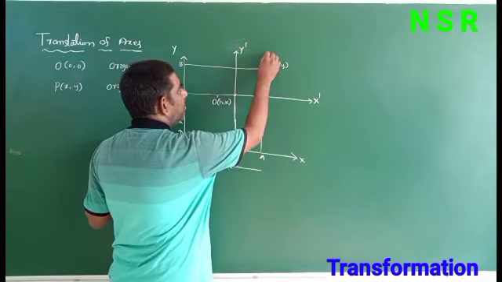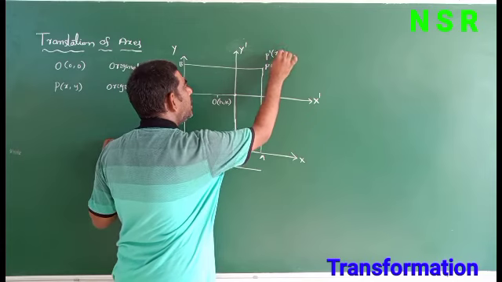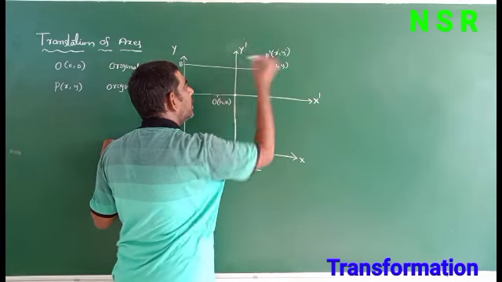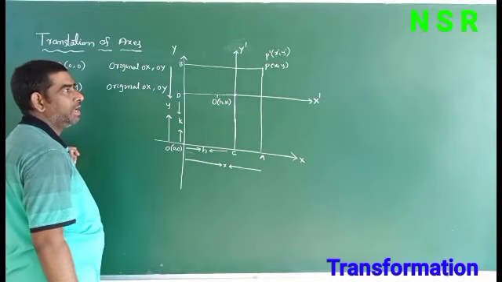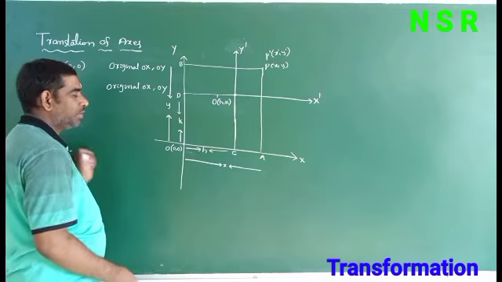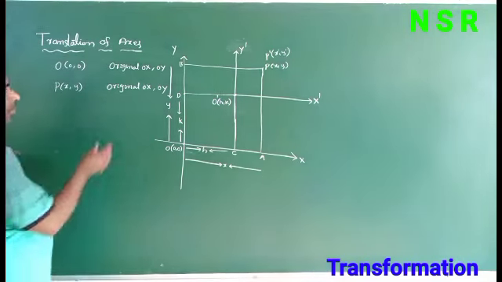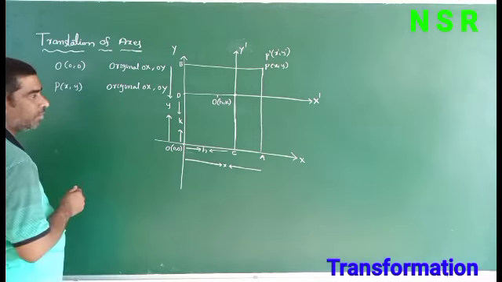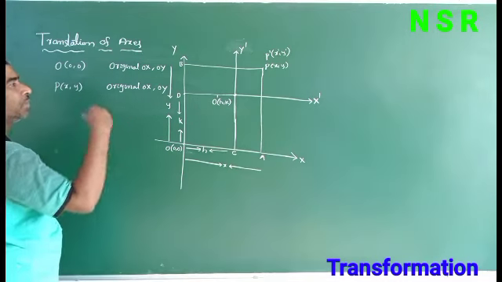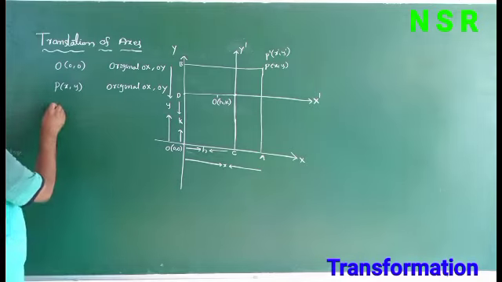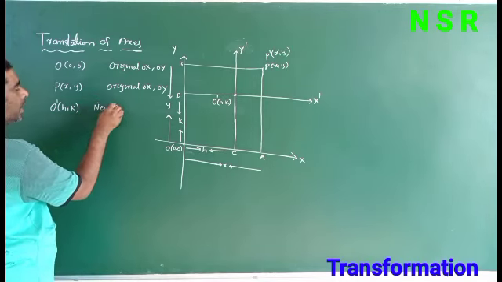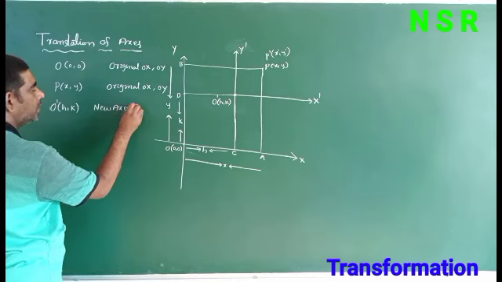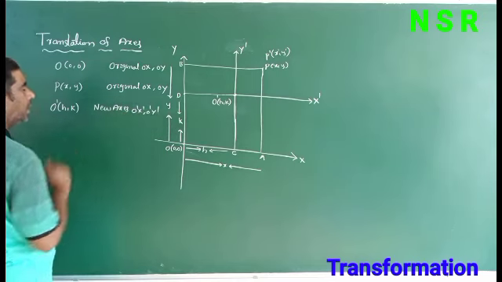Now take the position of a point P dash (x dash, y dash) with respect to the new axes O dash x dash, O dash y dash. Here O is the origin with respect to the original axes OX, OY, called original axes. O dash x dash, O dash y dash are called new axes. So O dash (h, k) is the origin shifted point with respect to the new axes O dash x dash, O dash y dash.